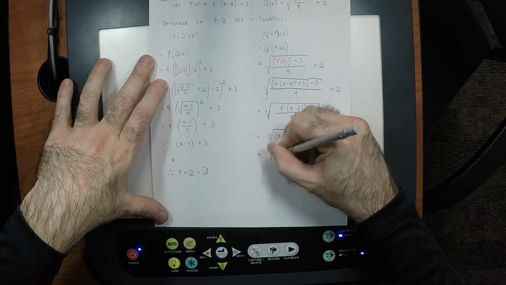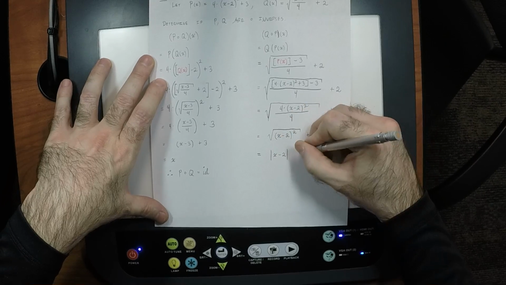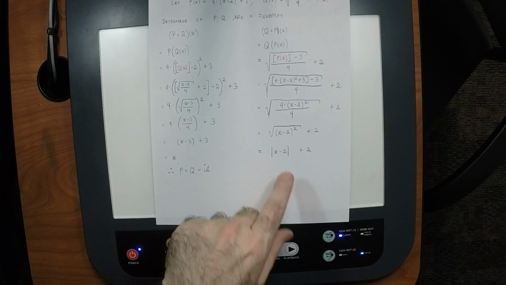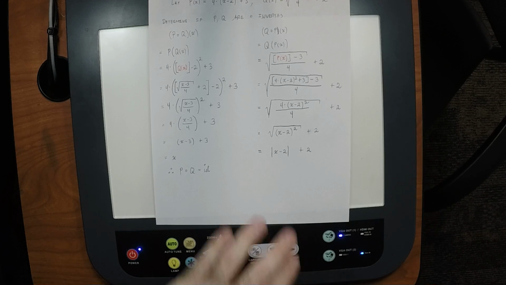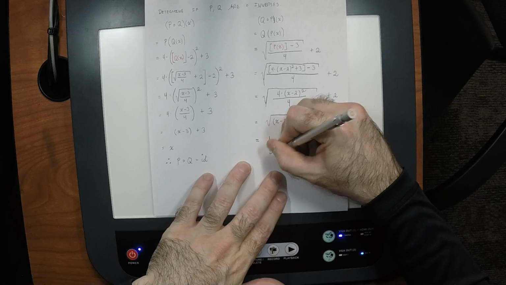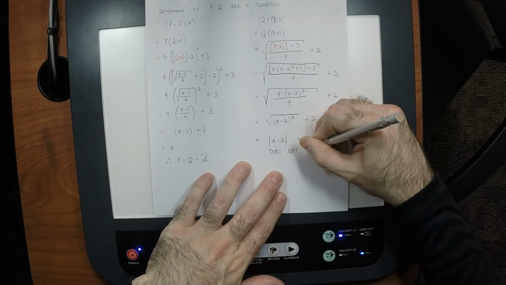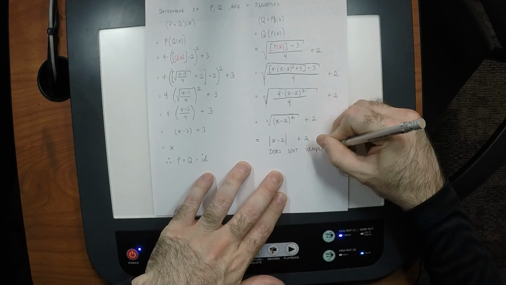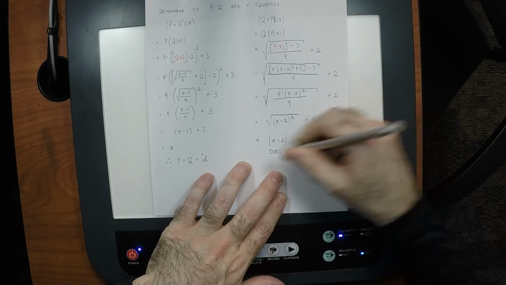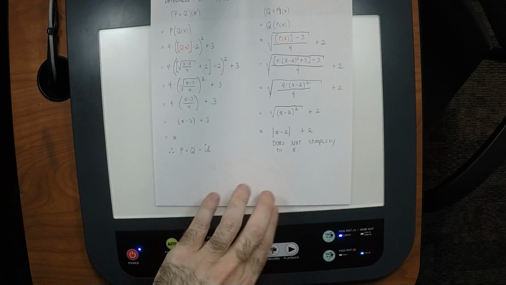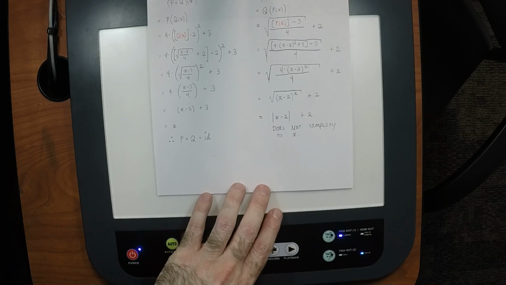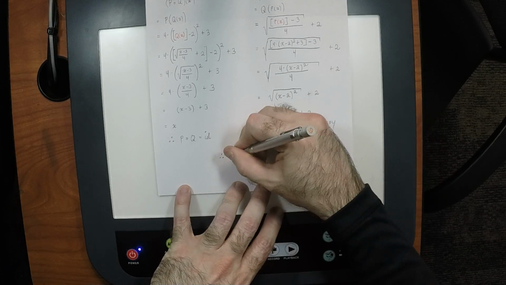So this is absolute value of x minus 2, and then plus 2. So does that simplify? No. That does not simplify any further. Does not simplify to just an x. So what's our conclusion? They're not compositional inverses.